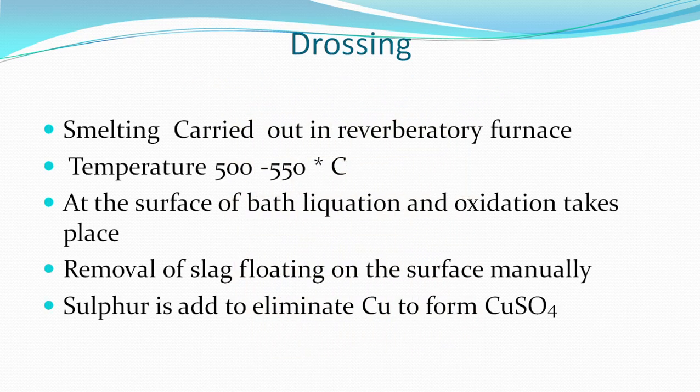So first is dosing. What is dosing? You have to understand the concept of dosing. It is a very simple thing. The meaning of dosing is that the temperature of the bath in the refractory furnace is maintained at 500 to 550 degrees Celsius. Between this temperature only, the temperature of the bath is maintained.